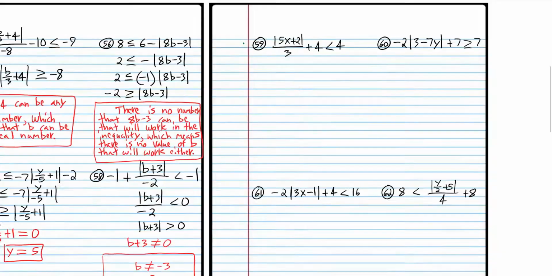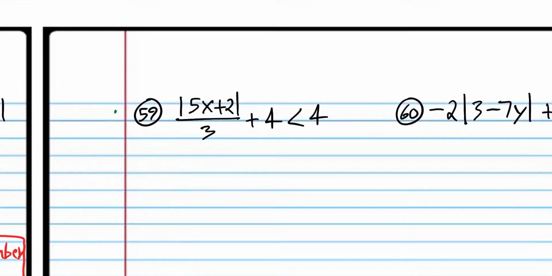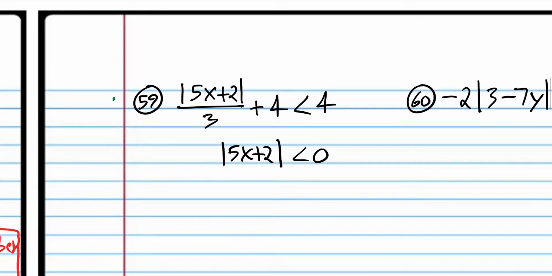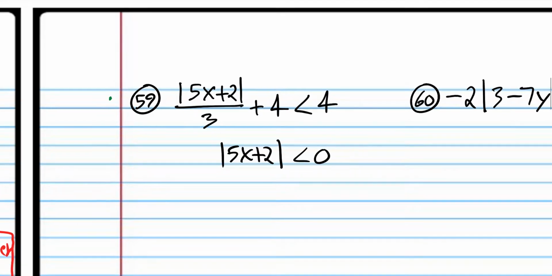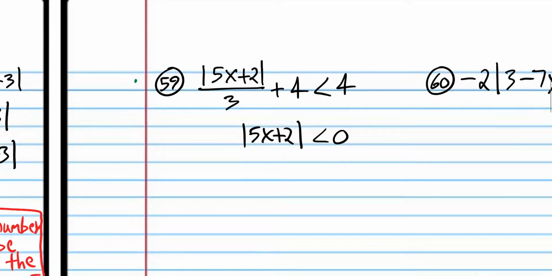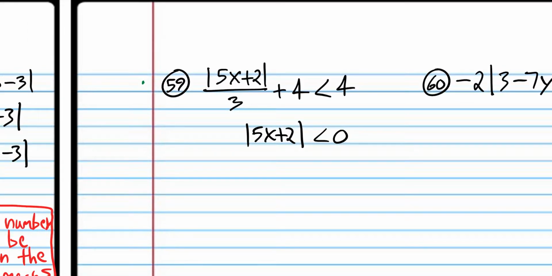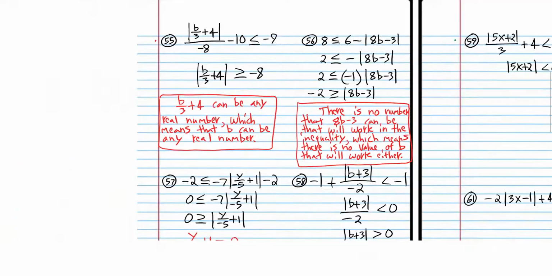All right, we're back. Subtract 4 from both sides, multiply both sides by 3, and we get the absolute value is less than 0. We didn't have to flip the inequality because we're multiplying by a positive 3. So now there's no value that makes this work. There's no solutions. An absolute value is less than 0.